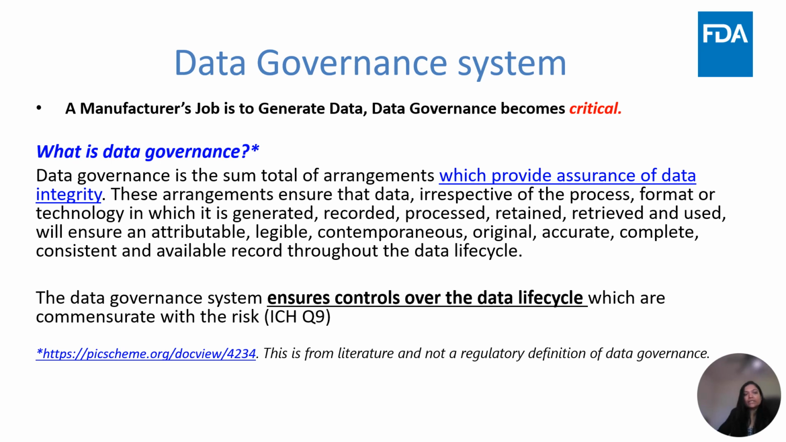So a data governance system helps the firm understand their data, including its quality, integrity, and how it can be used. Data governance systems should address data ownership throughout the data lifecycle of the product. Absence of data governance systems may indicate uncoordinated data integrity systems with potential for gaps in control measures. As a pharmaceutical manufacturer, your job is to generate data. Data governance becomes very critical.